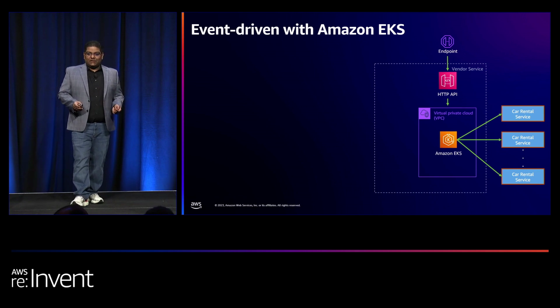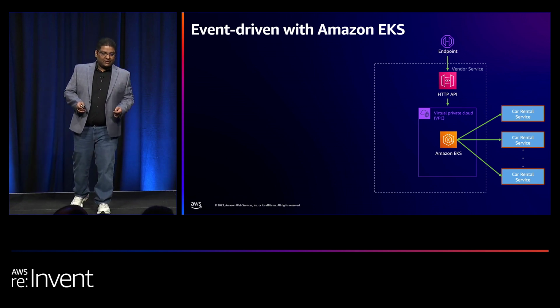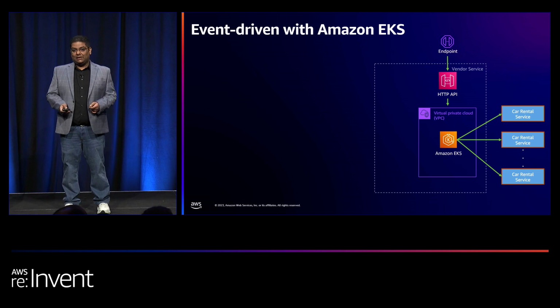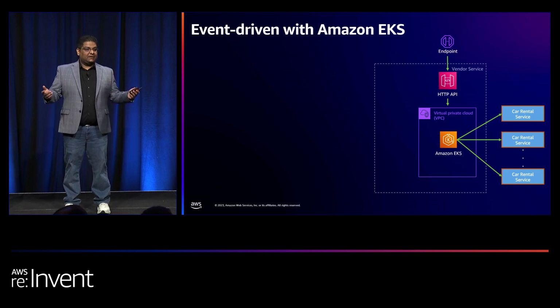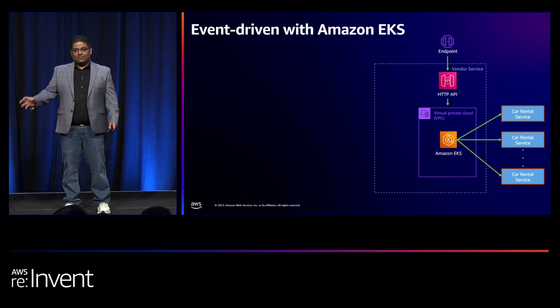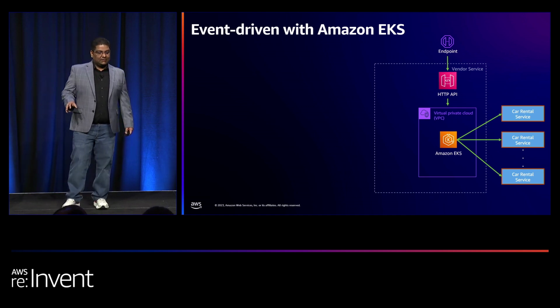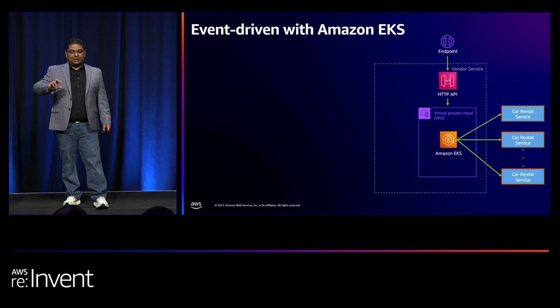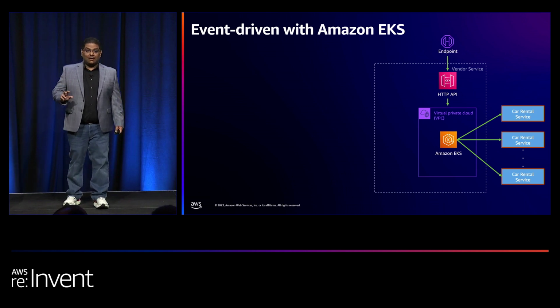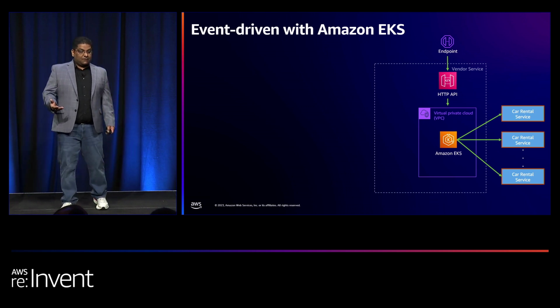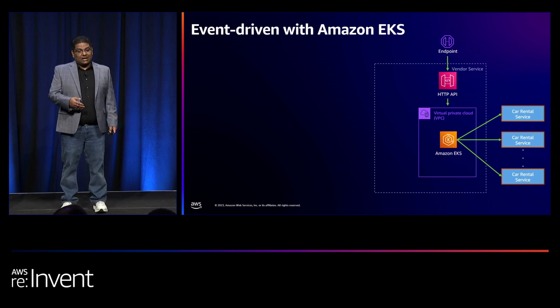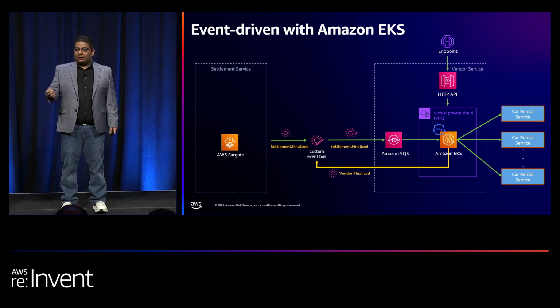How did I use event-driven with Amazon EKS? So the vendor service that I have in the sample application provides that Enterprise Rental Car should be used for your claim. Again, same setup, but in this case, I'm using Amazon EKS, which is talking to different car rental services and asking for quotes. If I want to integrate with this, I can very well do that using the API destination that I showed earlier, but I want to try something different.